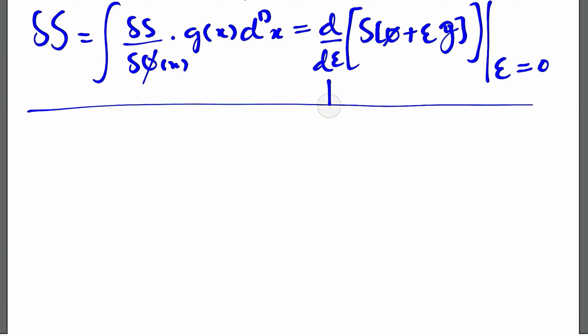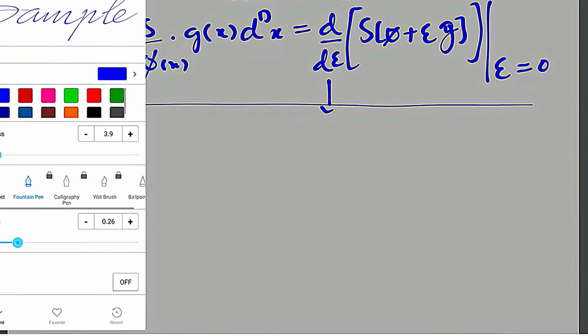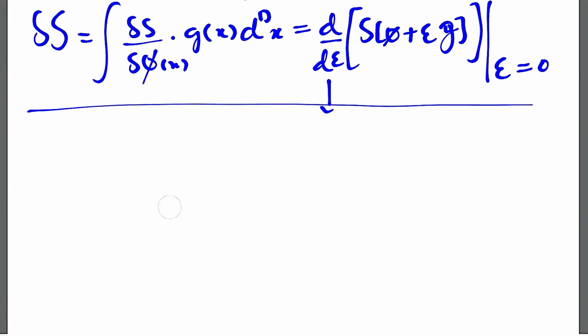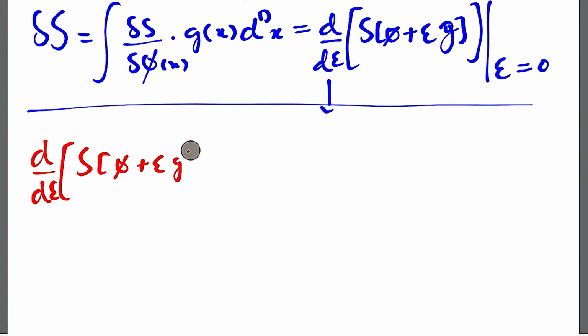So we will start with the differential form. Let's start with the differential form and proceed with it. And d by de, then we have the action at a new argument, which is phi plus e g. That is something that we need to calculate.